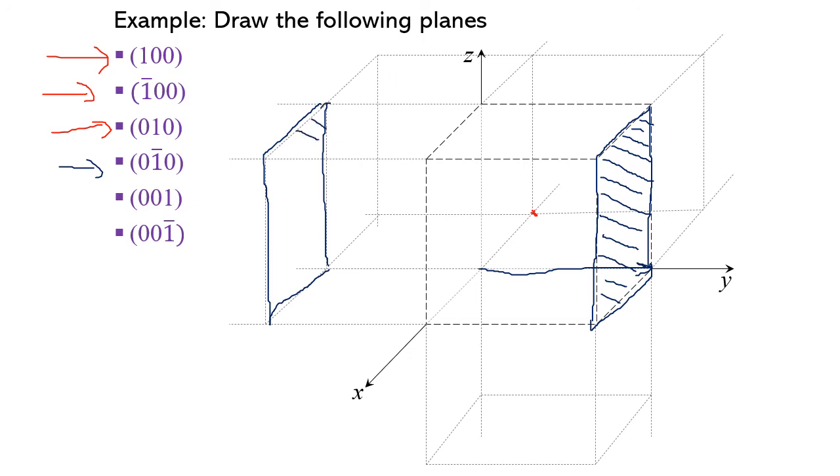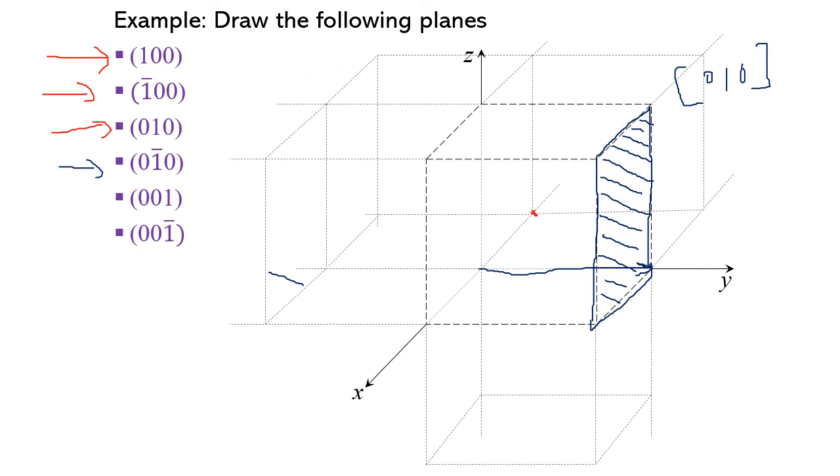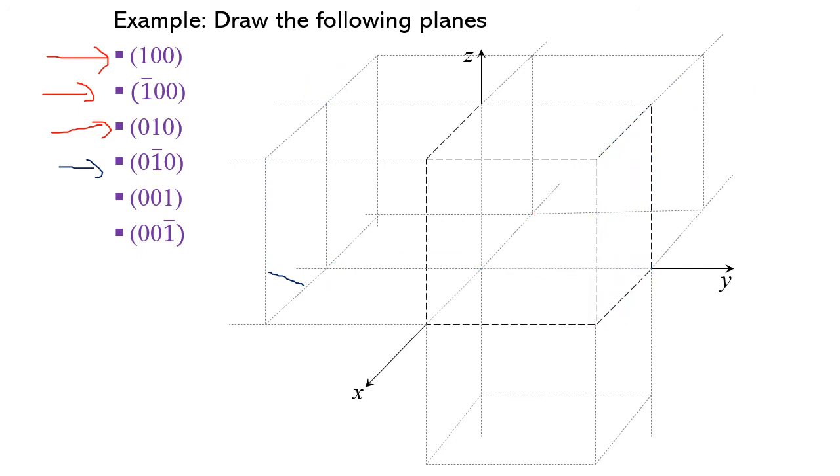So this plane is 0 1 bar 0, which intersects the negative y-axis at a distance of 1 unit cell edge length away from the origin. So this distance is 1 unit cell edge length from the origin. This is 0 1 0, and this is 0 1 bar 0. On the same lines, try out the last two planes. Okay, I am leaving this for your homework.